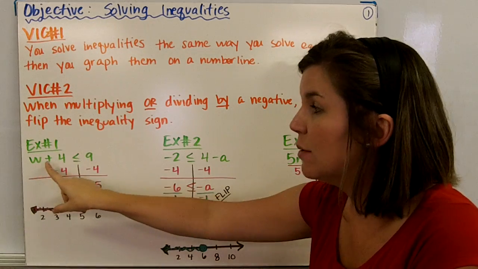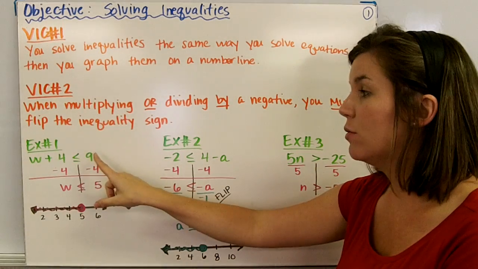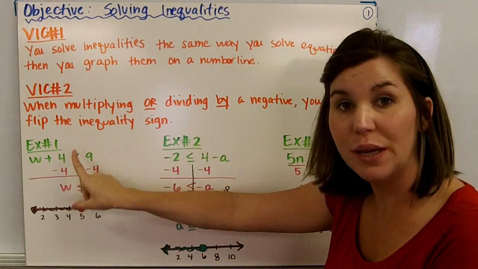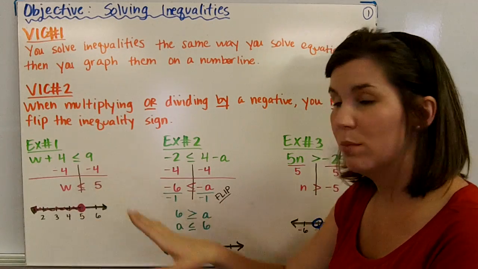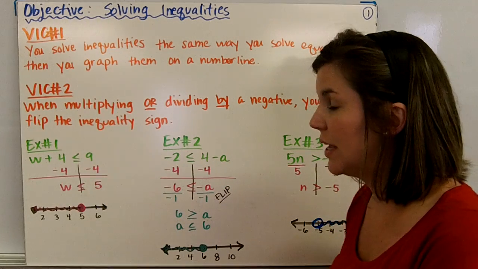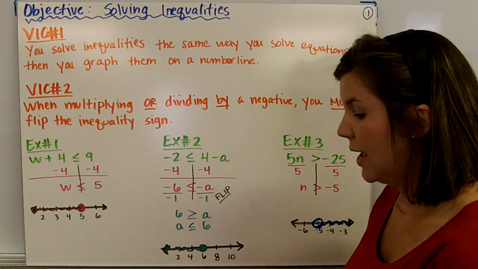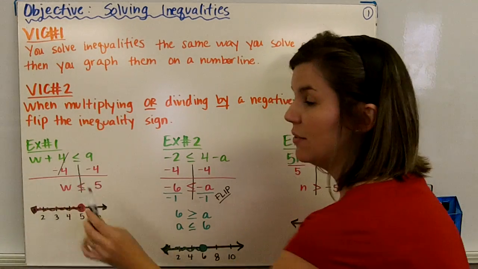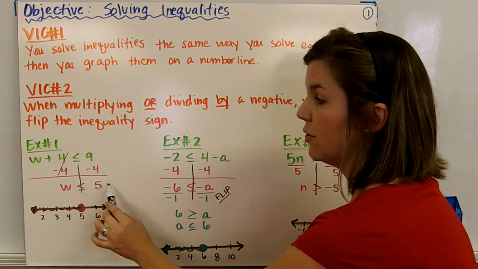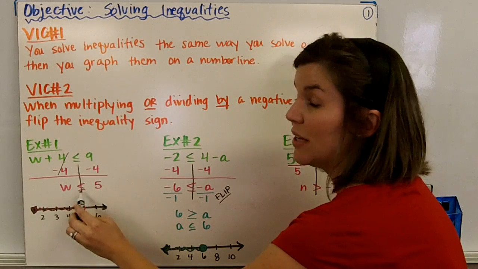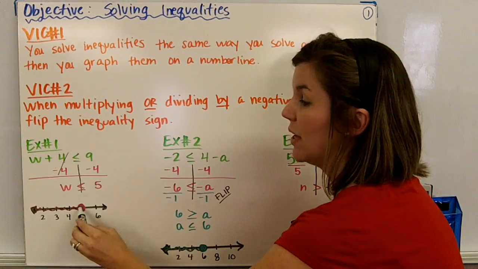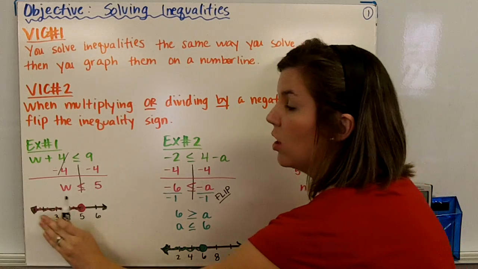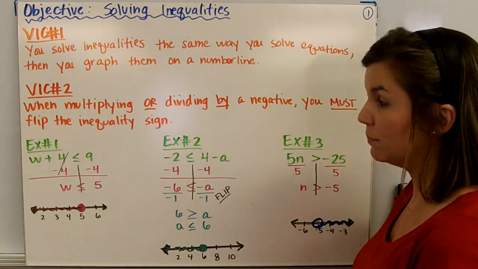Example number 1, w plus 4 is less than or equal to 9. So just treat it as though this was an actual equal sign. We would subtract 4 from both sides. The 4's would cancel, and 9 minus 4 gives us 5. Carry down the inequality sign. So w is less than or equal to 5. Now because I have the equal to bar on this sign, I know I'm going to have a closed circle at 5. Less than means shade all of the numbers that are less than 5.